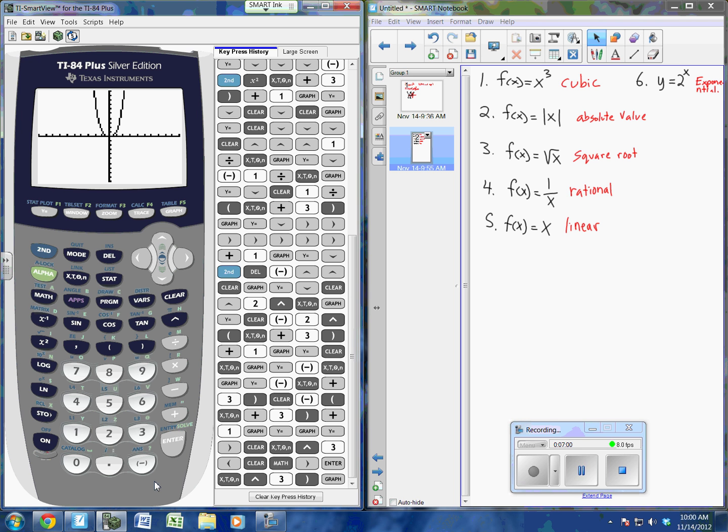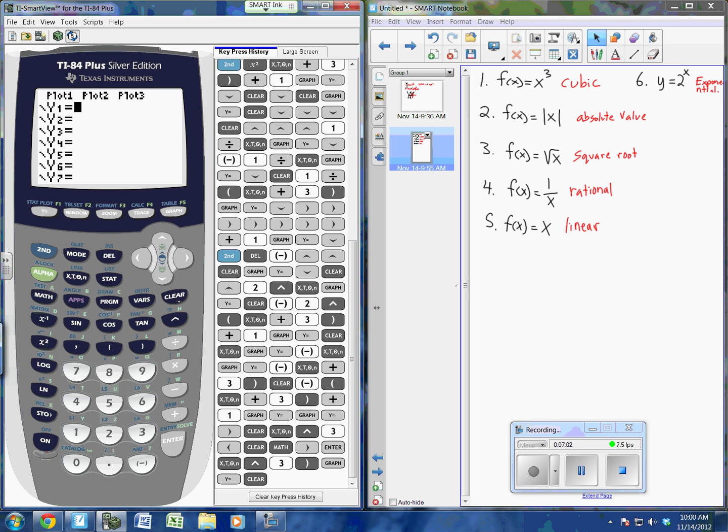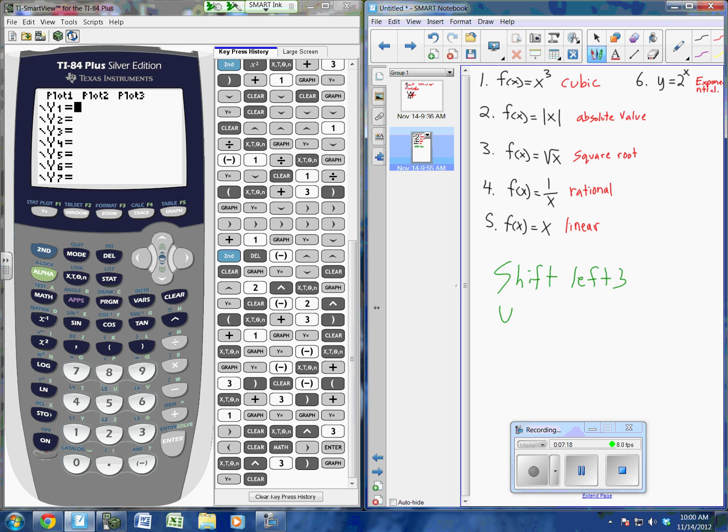Okay, here we go, you guys. What I want you to do is shift each function left 3, up 1, and upside down.